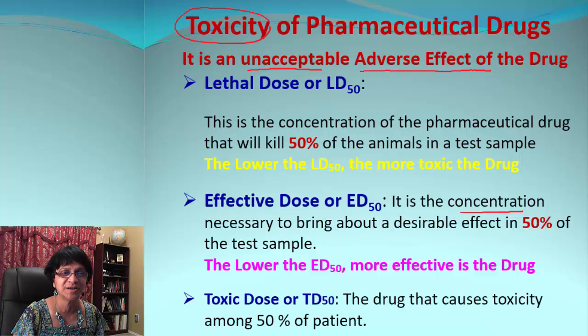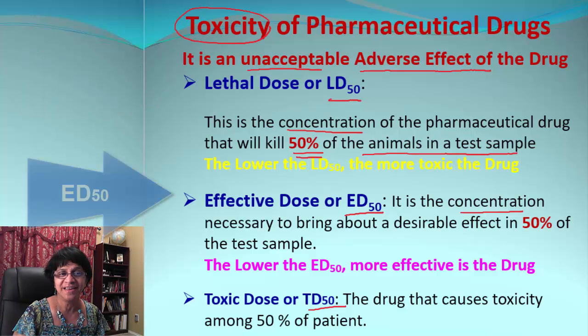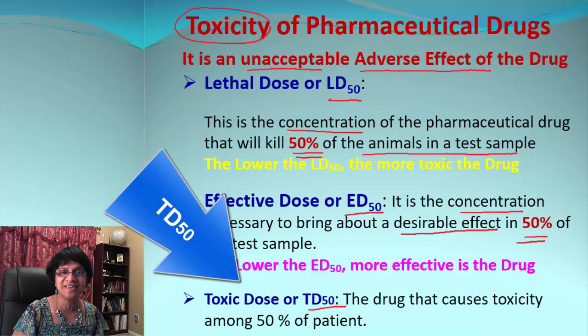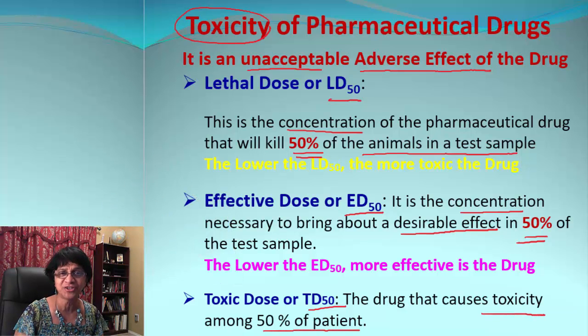There are terms like LD50, ED50, and also TD50. LD50 is the concentration of the drug which will kill 50% of animals in the test sample. ED50 is the concentration of the drug which will bring about the desirable positive effect in 50% of the test sample. And toxic dose TD50 is the amount of drug which will cause toxicity among 50% of the patients.